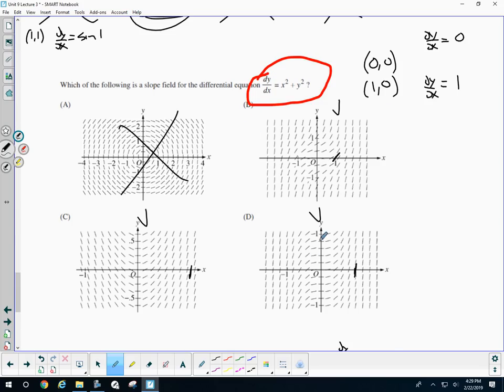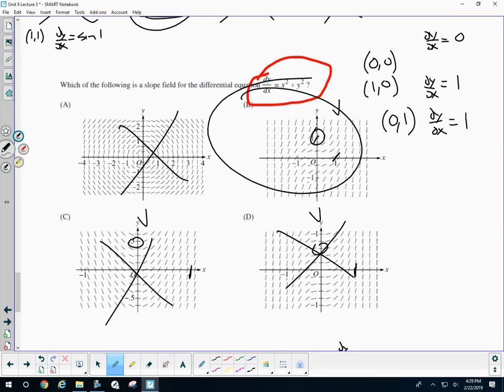Let's see. Where are some other differences? Right here. You see this one, and this one, and this one. These two have slopes of 0 at the point 0, 1. This one has a slope that's positive 1. So let's see. If I plug in 0, 1, my slope should be 1. Okay, slope of 1, that's a slope of 0, that's gone. That's a slope of 0, that's gone. That's why I'm selecting B. All right, those are slope fields. That's differential equations.